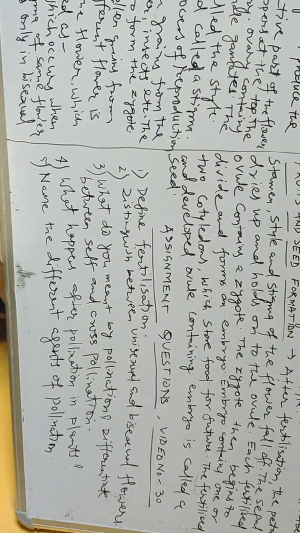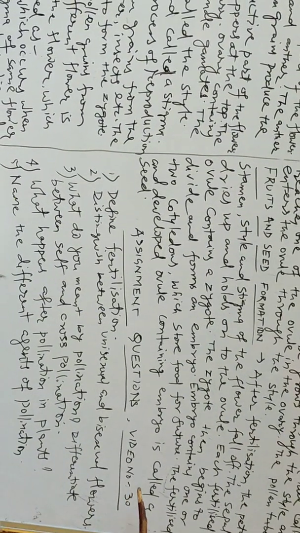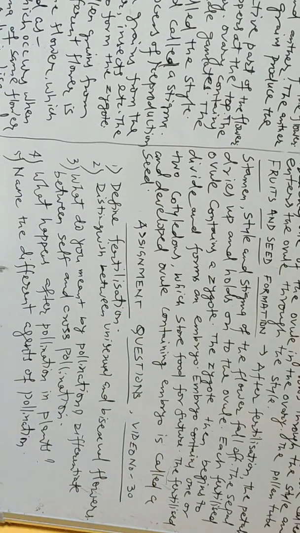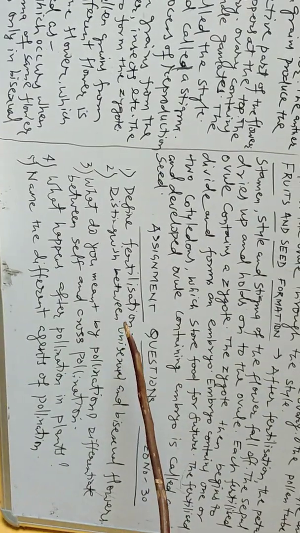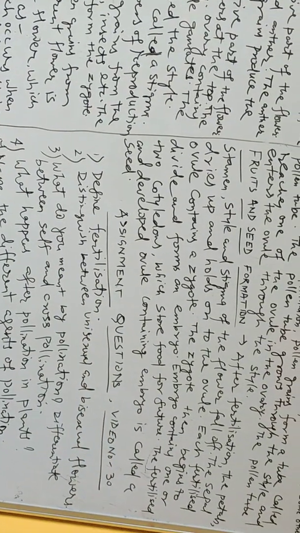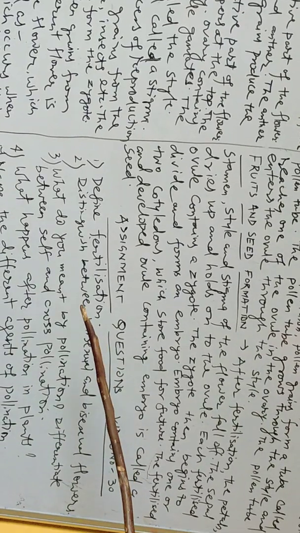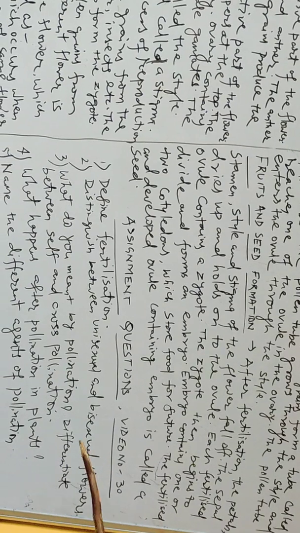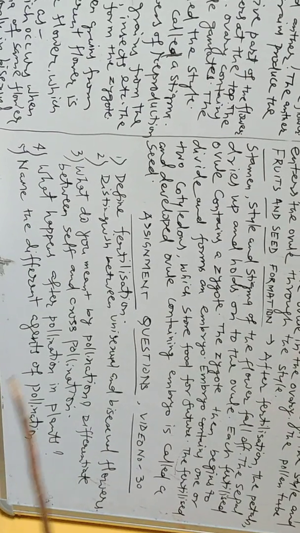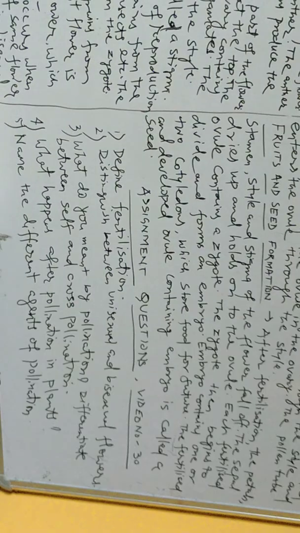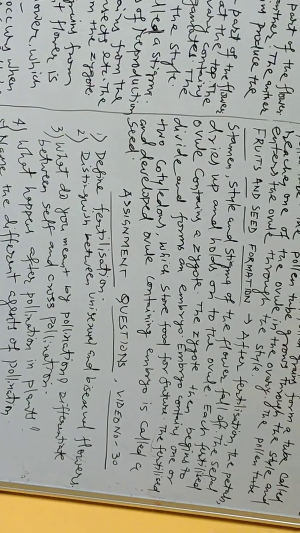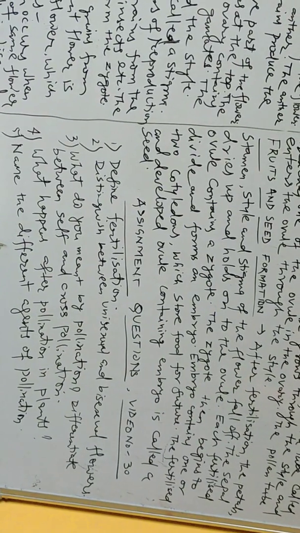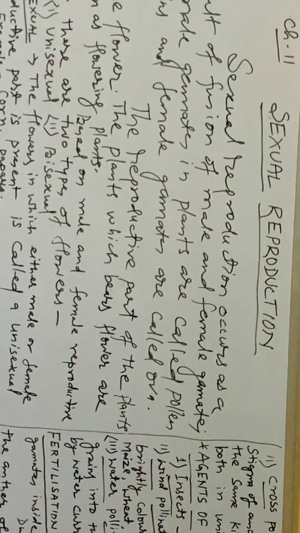Some assignment questions based upon video number 30. Question number 1, define fertilization. Question number 2, distinguish between unisexual and bisexual flowers. Question number 3, what do you mean by pollination? Differentiate between self and cross pollination. Question number 4, what happens after pollination in plants? Question number 5, name the different agents of pollination.